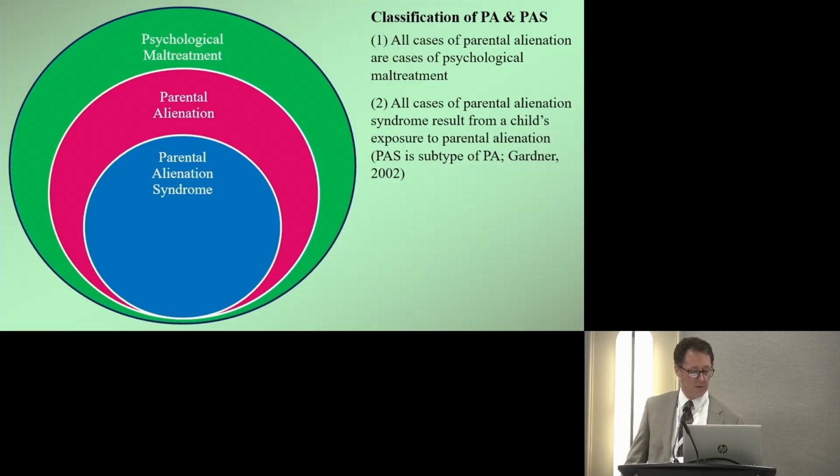All cases of parental alienation syndrome result from a child's exposure to parental alienation. Not all children develop this syndrome, of course. Therefore, parental alienation syndrome is a subtype of parental alienation. Where did that come from? It came from Dr. Gardner, 2002.